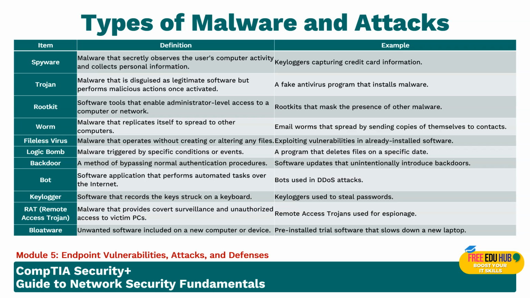Then there are bots, which are software applications that perform automated tasks over the internet. Bots are used in DDoS attacks, where they would ask other computers to target a server simultaneously, overwhelming its resources. Then Keylogger, we covered it earlier. It's software that records all the keystrokes, and it can even steal the passwords. Then we have RAT, which is remote access Trojan, malware that provides covert surveillance and unauthorized access to victim systems, like remote access Trojans for espionage, etc.